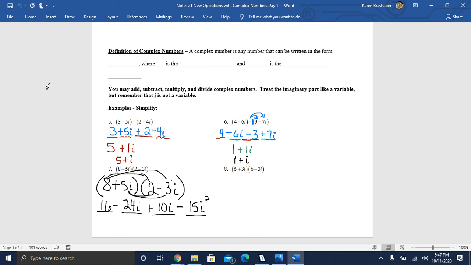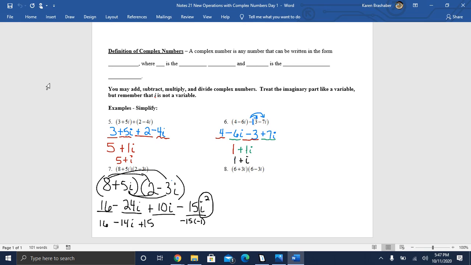So we have a couple of things to notice. First of all, our middle two terms are like terms. So that would be 16, and we can combine those, making negative 14i. And then the other thing I want you to notice is that this is i squared. i squared is negative 1. So this is taking negative 15 times negative 1. And negative 15 times negative 1 is positive 15. So, I'm going to put that positive 15 right here.